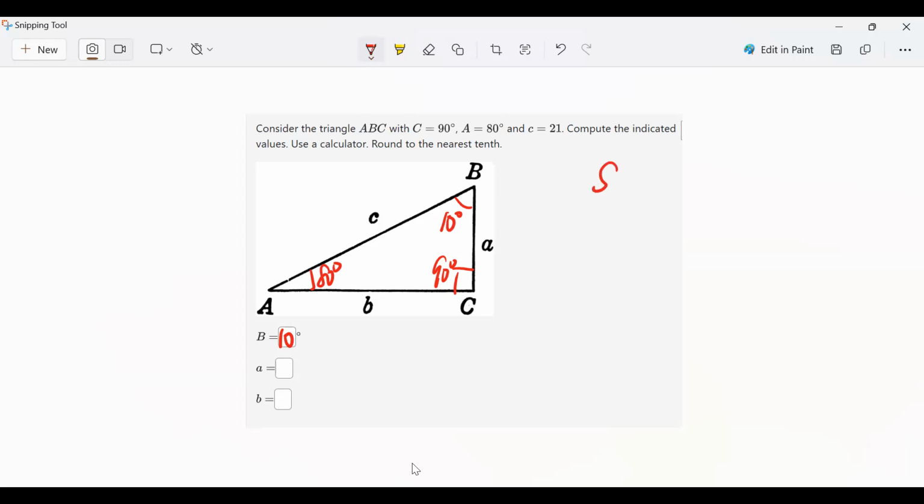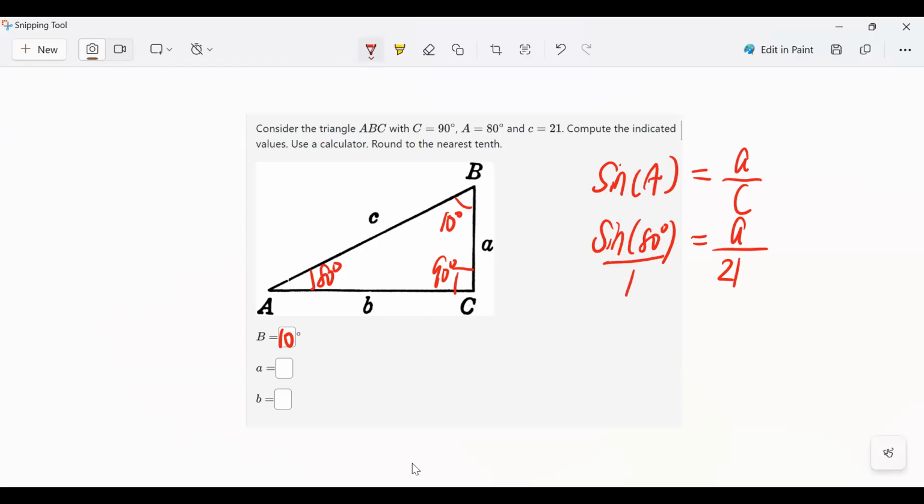So you're going to do sine of angle A. You can also use angle B, but it doesn't matter. Either you use angle A or angle B. Sine A is equal to A over C. Angle A is 80 degrees, so sine 80 degrees equals A over C, which is 21 units. Then make the proportion and cross multiply: A equals 21 times sine of 80 degrees.